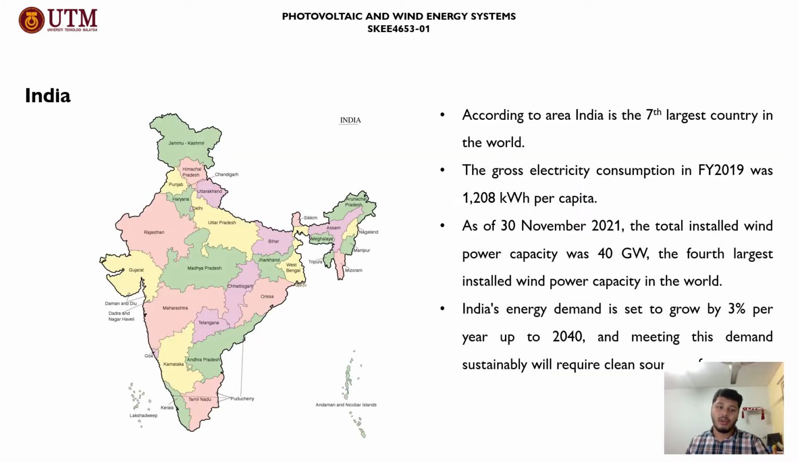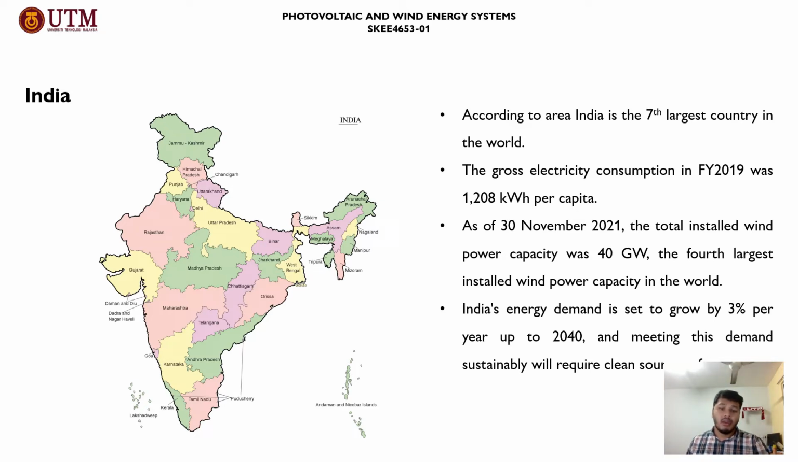So we can see that wind energy is actually a very powerful, clean and renewable energy source. Now before we start with the Jaisalmer Wind Park, let's get knowledge about India, where it is located and why India is interested in renewable energies such as wind energy. So India is the seventh largest country in the world, and it has gross electricity consumption of 1208 kilowatt hours per capita according to 2019.